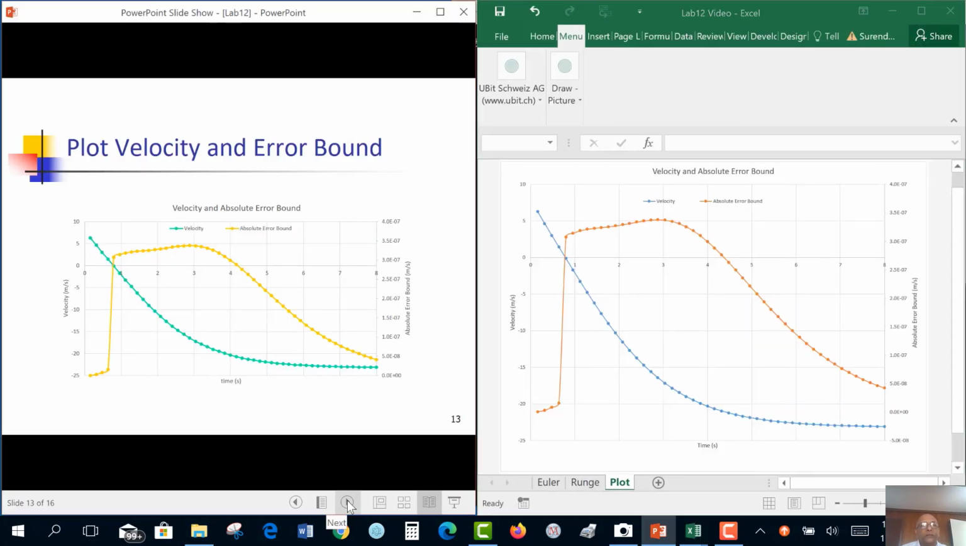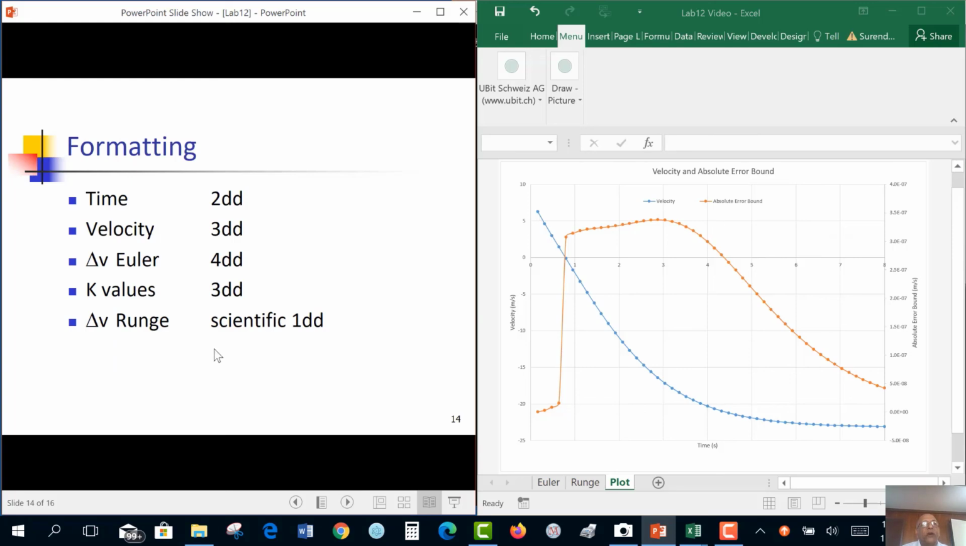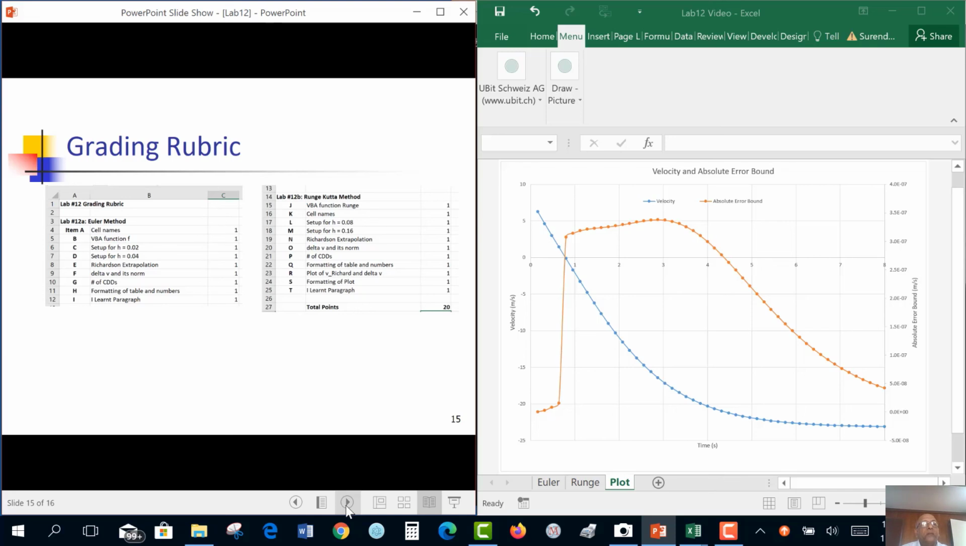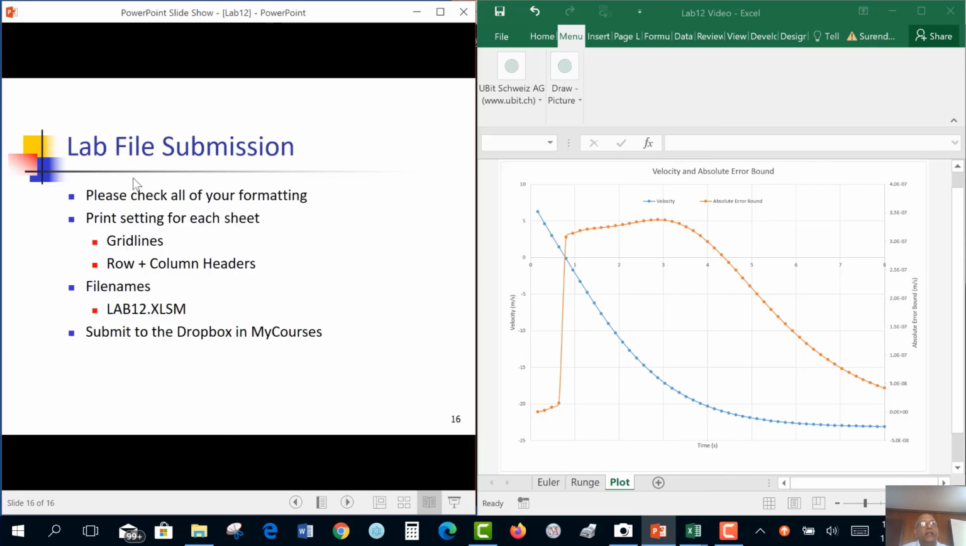Okay, folks. So here is some formatting. You can do 4 decimal digits for Euler, delta V for Runge, 1 decimal digit scientific is good. Here is the grading rubric. And please check all your formatting and submit your file.